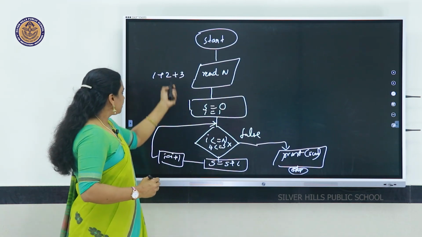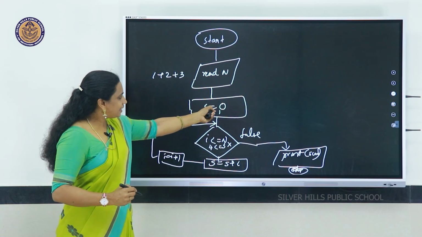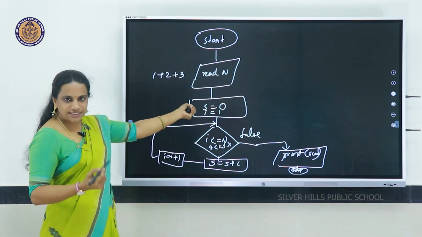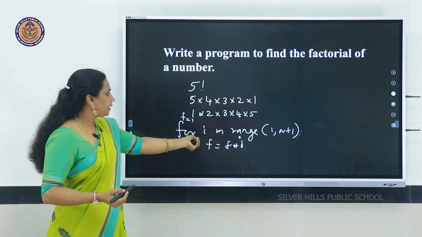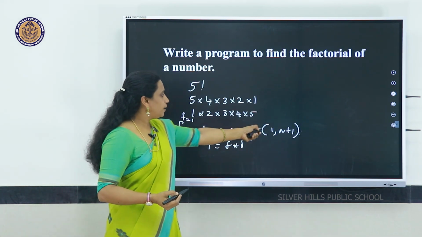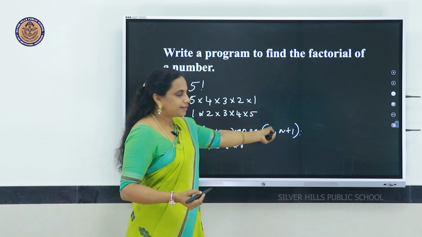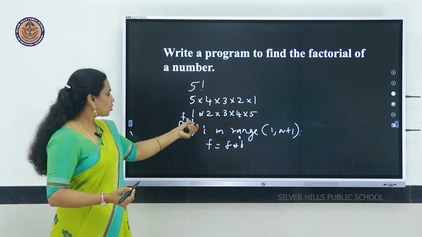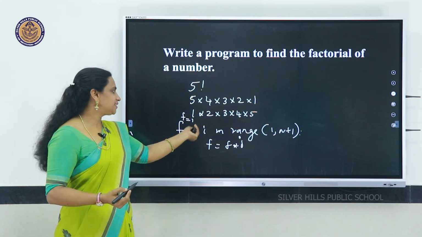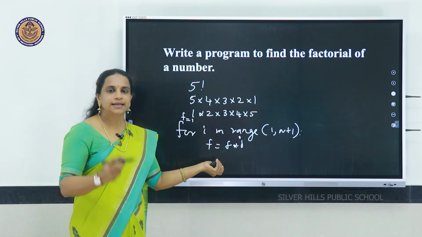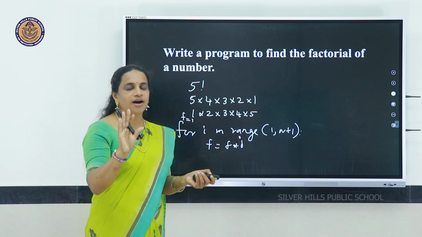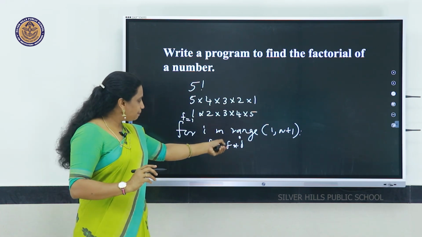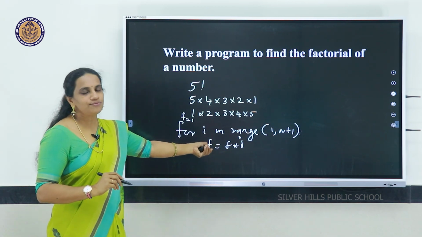Similarly, in the flow chart, we had written that S is equal to 0. Initially, sum is equal to 0, or F, factorial, is equal to 1. But in the for loop, the starting value is 1, therefore no need to mention that I is equal to 1. It is already included with the for loop. That is the advantage of using a for loop. That is, start value and step value are included in the for loop itself. Therefore, only the repeating statement you have to include in the for loop.